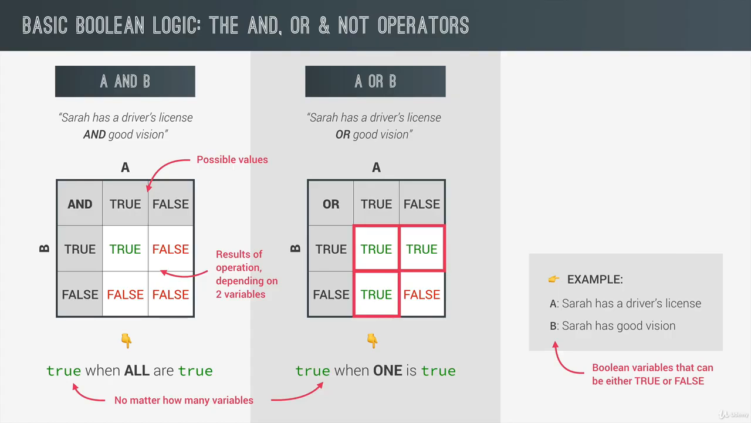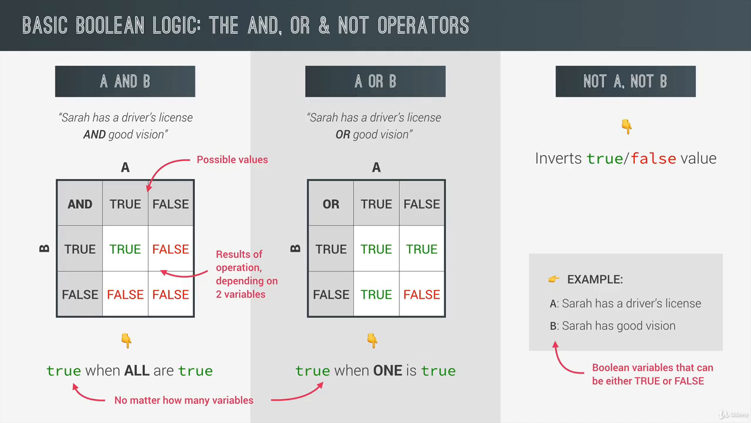Anyway, we finally also have the NOT operator, which is a lot simpler because it doesn't combine multiple values. Instead, the NOT operator acts on only one Boolean value, and it basically just inverts it. So if A is true, it will become false, and if it's false, then not A will become true. Simple as that. And that's basically how these 3 most important logical operators work.